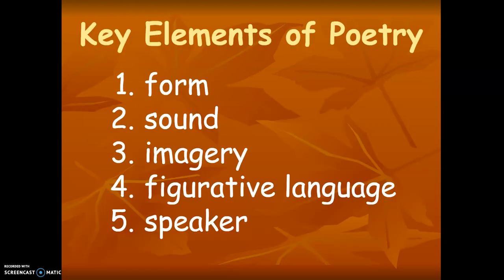As we look at poems, we're going to look through 5 different elements: form of a poem, the sound elements within a poem, imagery, figurative language, and speaker. And each of these elements has some different terminology that you need to be familiar with, because we're going to be using it to write about these poems as well. So this screencast is going to focus on form.